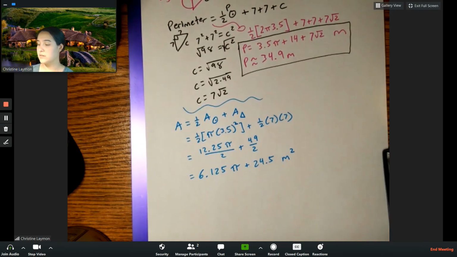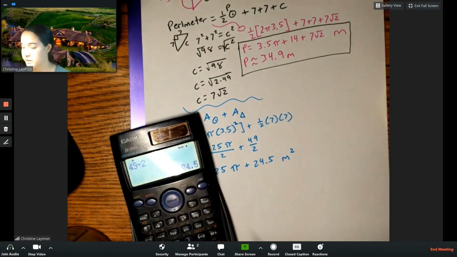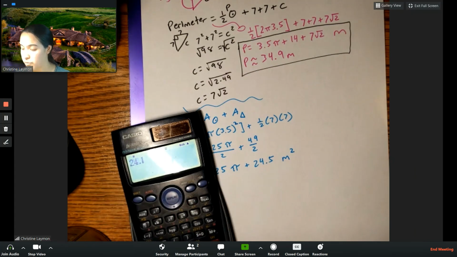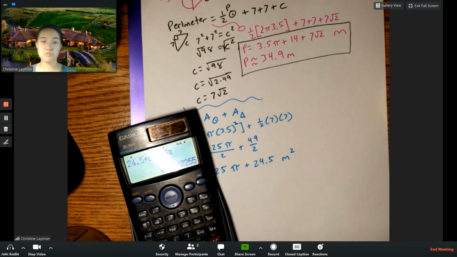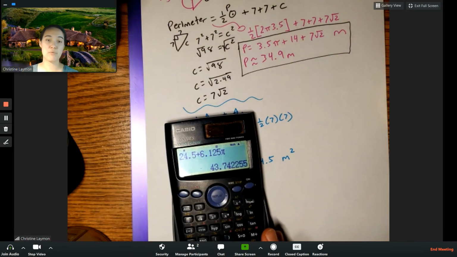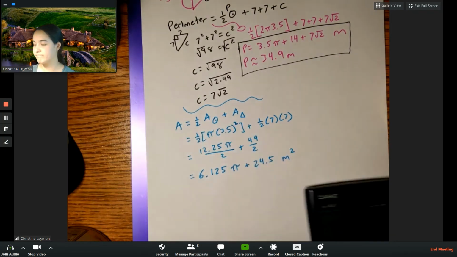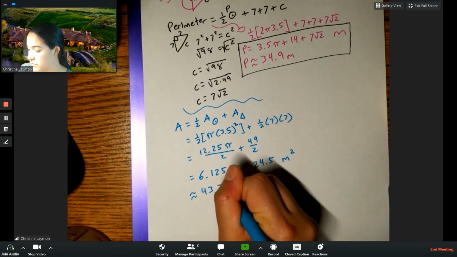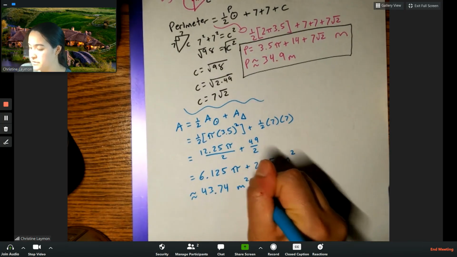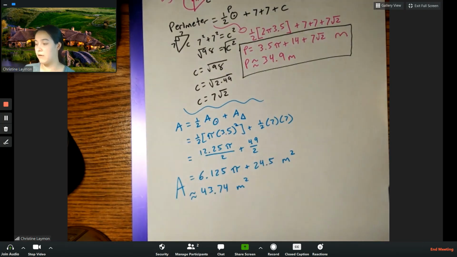But if I want to get a decimal out for everything, just plug it on in. So I'm going to have 24.5 plus 6.125 times pi. And that's roughly 43.74. So approximately 43.74 meters squared, and that is for the area of this entire figure.